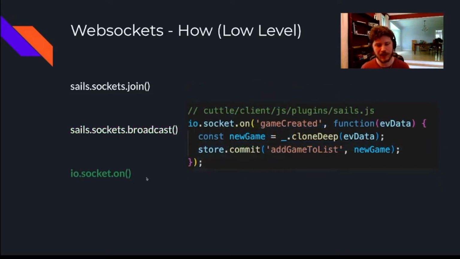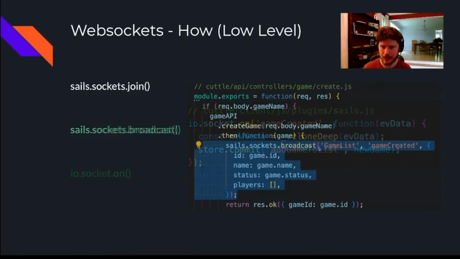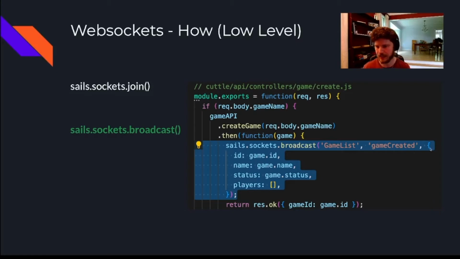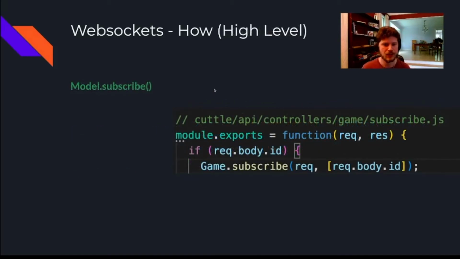And then on the client side, you can refer to the Sails socket client with this io instance. So the io.socket.on method takes two arguments. The first is the string name of the event. So this is the same event name that was sent in the broadcast method. And the second argument is a callback function, which takes a single parameter, and that is the payload, the data that was sent with the broadcast method. So this game created is the second argument of broadcast, and the event data is the third argument of broadcast, the payload. Okay, so that was sort of a low-level look at the basic implementation of sockets.